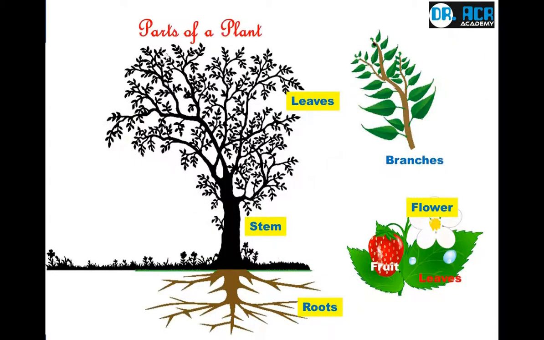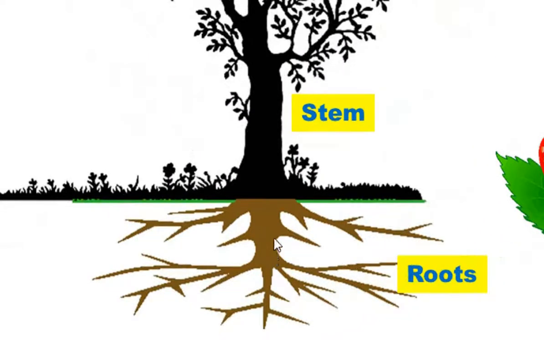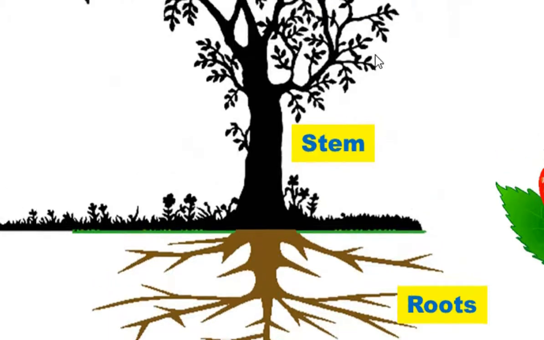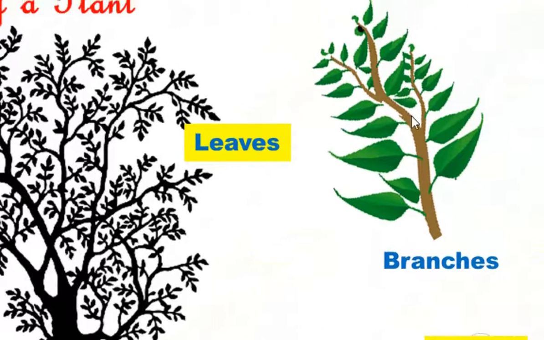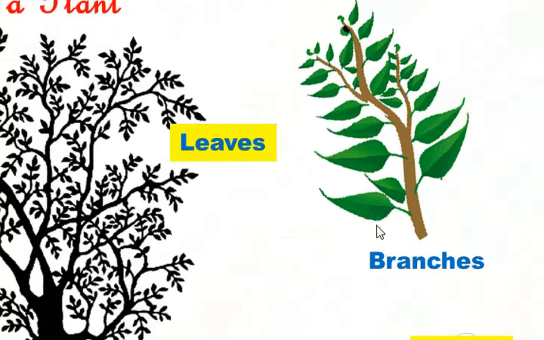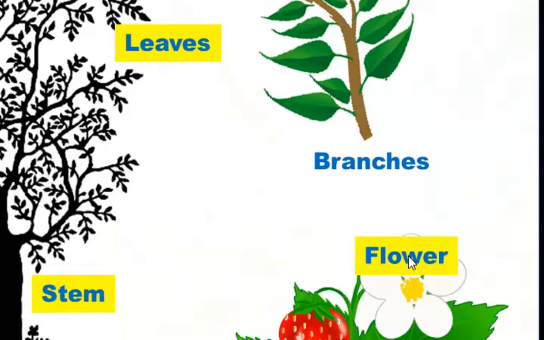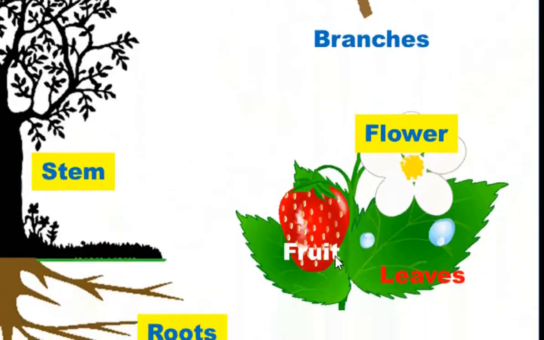As we discussed, these are the parts of the plant. These are roots, stems, leaves, branches, flower and fruit.